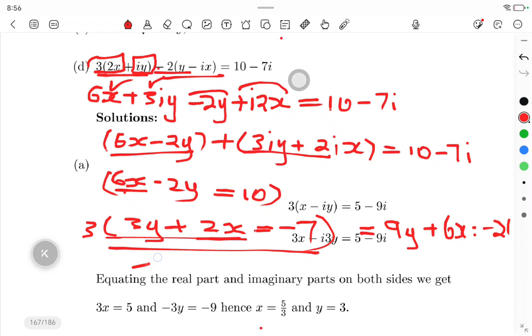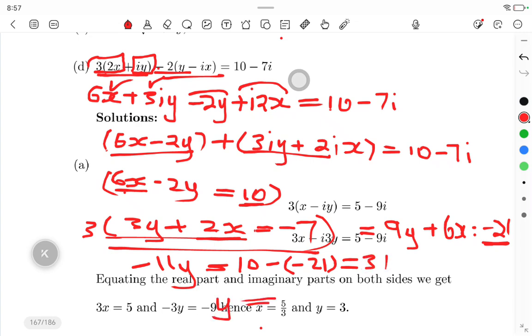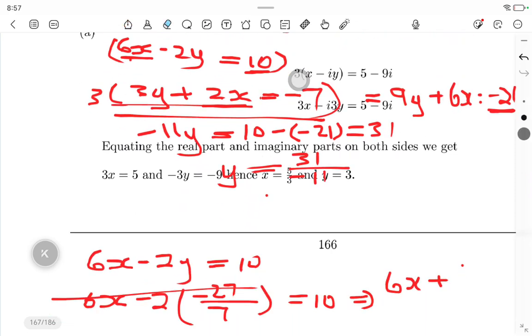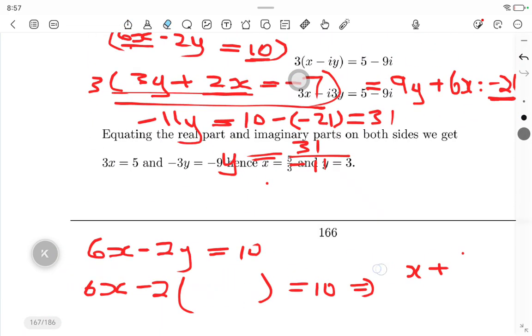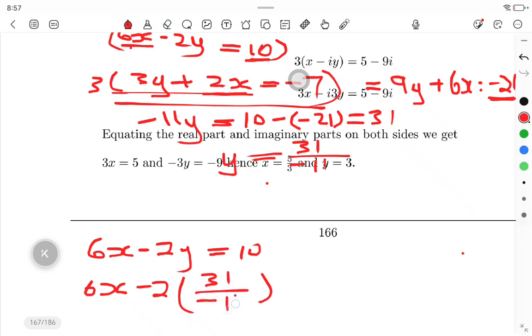So let's use this to find our x. Let's see. So if we try to solve, this was equal to 10. So you can try to solve for x here, right? Then let's see, I think y is negative 31 over 11. If you plug that in to solve for x, you're going to get this. Just that I don't have a calculator here, right? So this is what you're going to be getting.